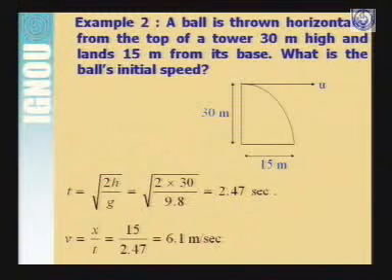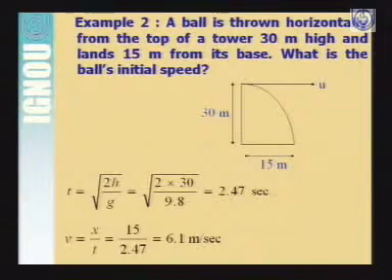We know h, that is given as 30 meter. So if we substitute the value of h as 30 meter and g as 9.8, we can get the time for the particle to reach the ground, that is 2.47 seconds.